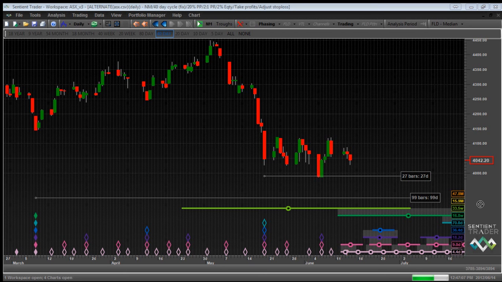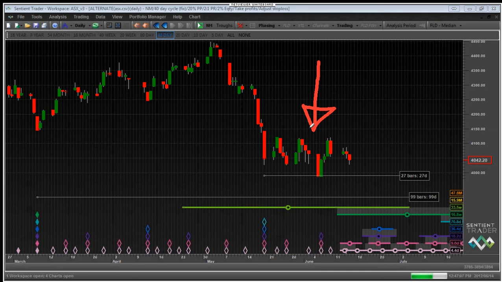Let me summarize them for you. Although I've got 4 charts, we can look at all 4 of them. But nevertheless, there are in fact only 2 possible things that are happening, I believe, in the Australian market. These are the 2 things that are happening.